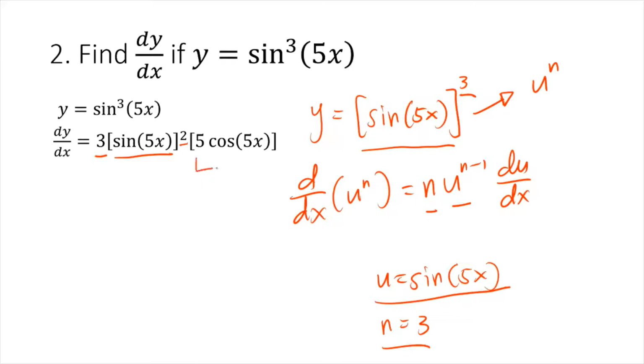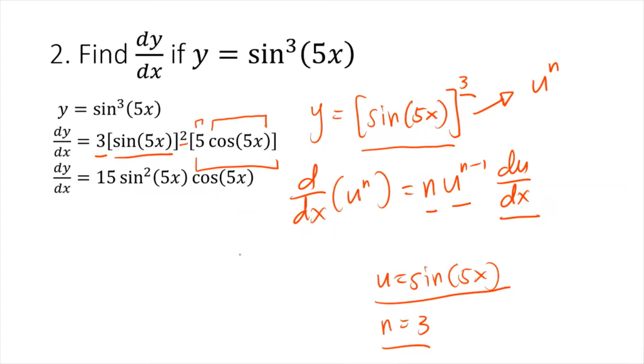And then this part here, 5 cosine 5x, is the result of taking the derivative of u with respect to x. Remember that u is sine 5x. So the derivative of sine 5x with respect to x is equal to cosine of 5x times the derivative of 5x with respect to x. And that is equal to 5, right? So rearranging, we get 3 times 5, that's 15. So 15 sine squared of 5x cosine of 5x. That's our final answer.